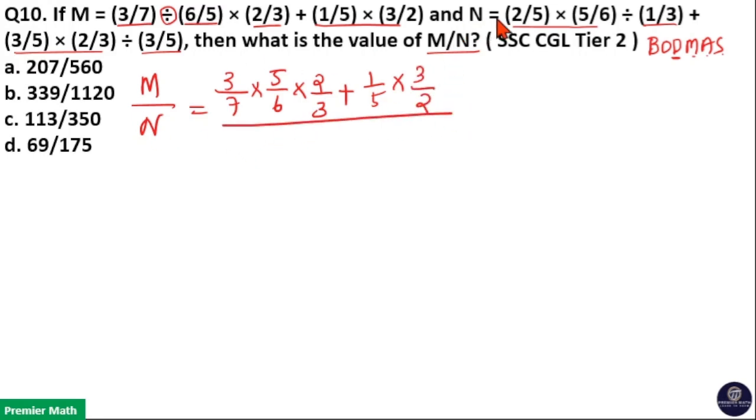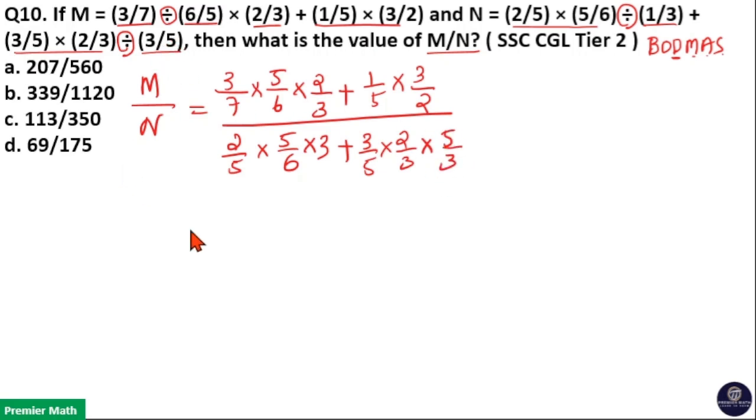So m divided by n is equal to 2/5 into 5/6. Here divided by 1/3 becomes into 3. Then plus 3/5 into 2/3 divided by 3/5 becomes into 5/3, the reverse of 3/5.